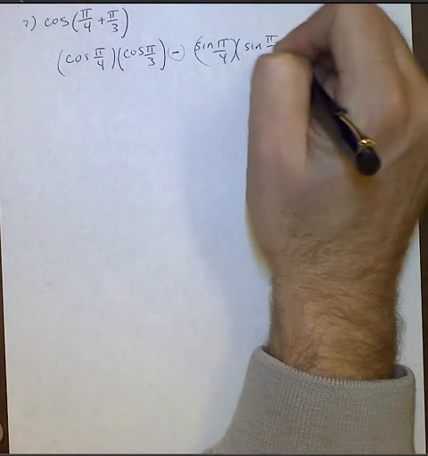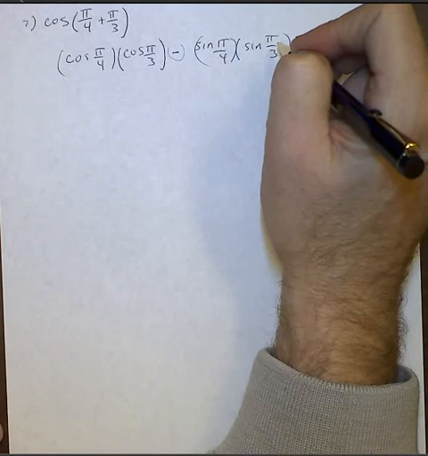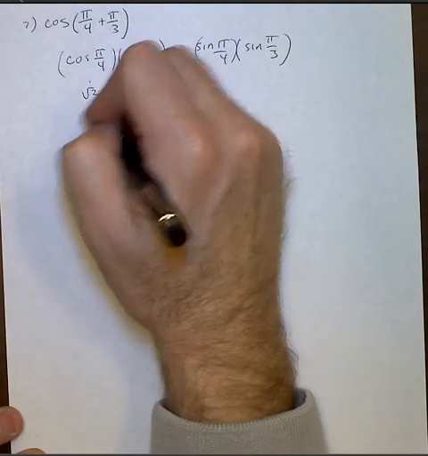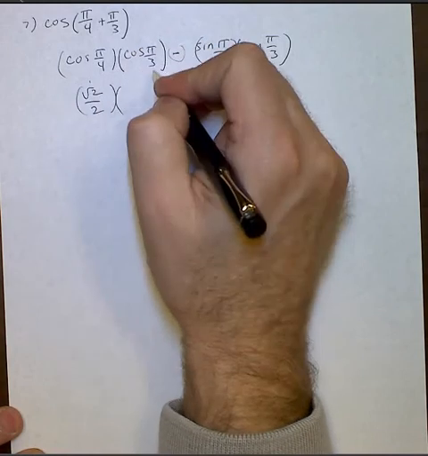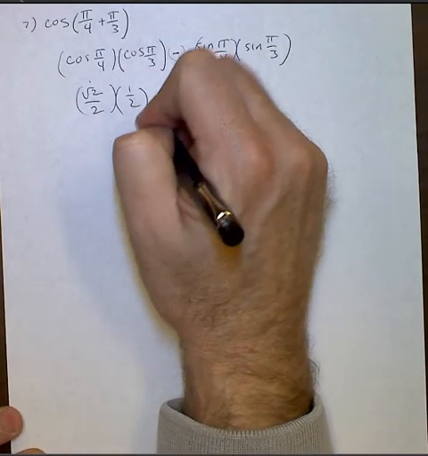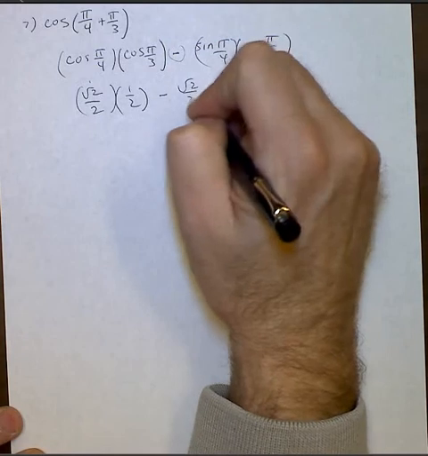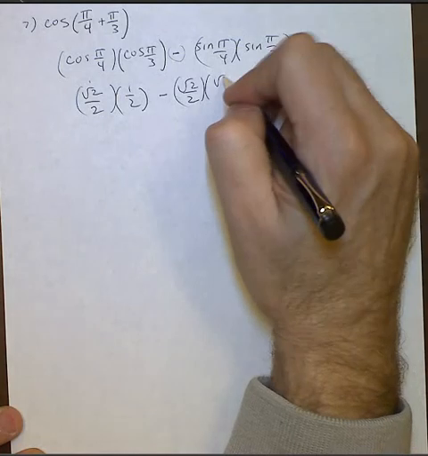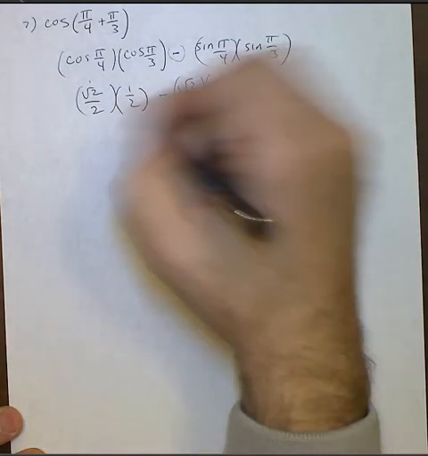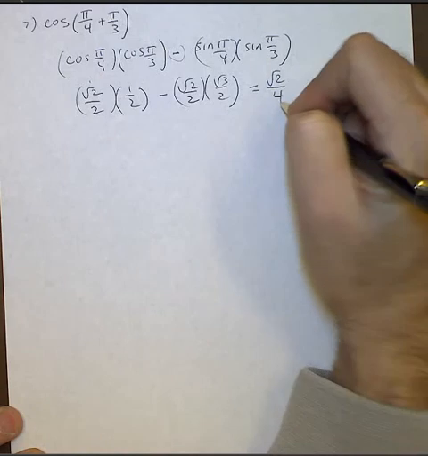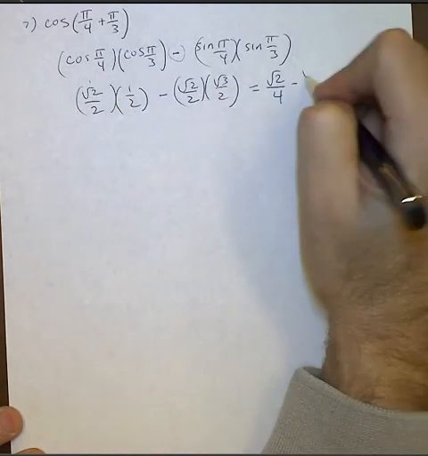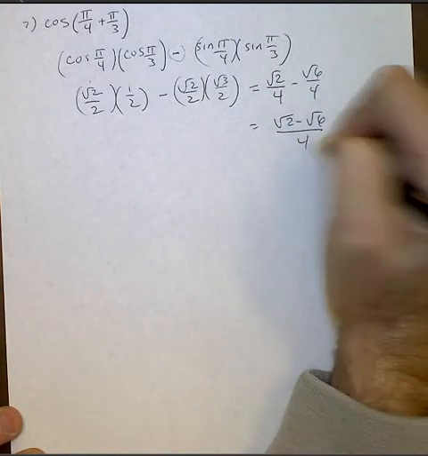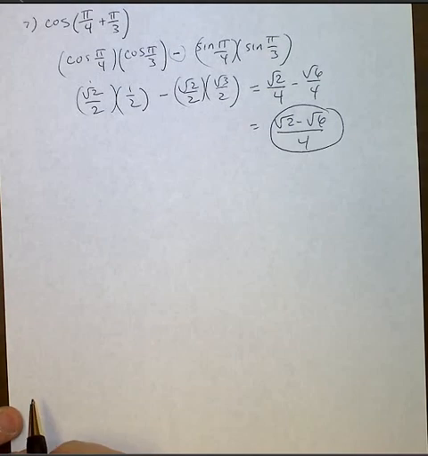Now you need to use your special triangles to solve for each of these parentheses. Cosine of pi over 4, that's 45 degrees. It's going to be root 2 over 2. Pi over 3 is 60. The cosine of 60 is a half. The sine of pi over 4 is root 2 over 2. And the sine of 60 is root 3 over 2. And we can go ahead and do the multiplication. We get root 2 over 4 minus root 6 over 4, and we can actually combine that under a single denominator. And so for number 7, that's how you do it.